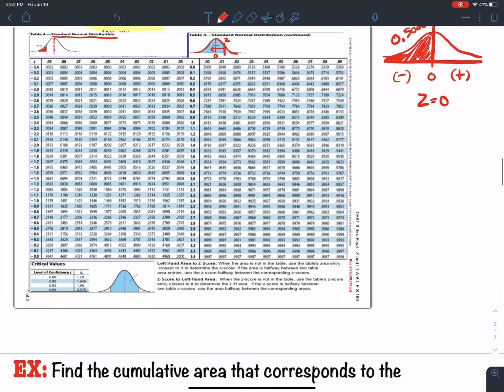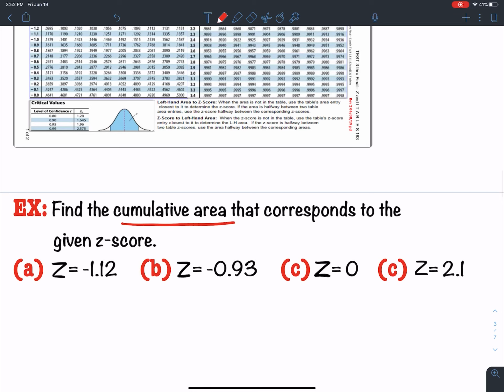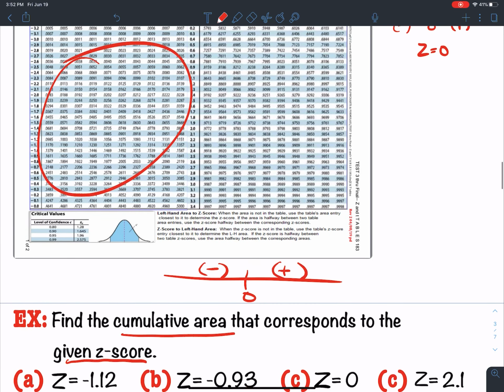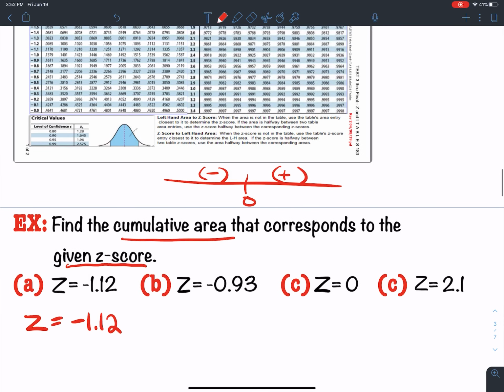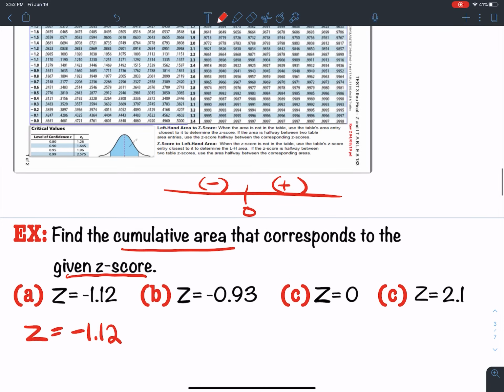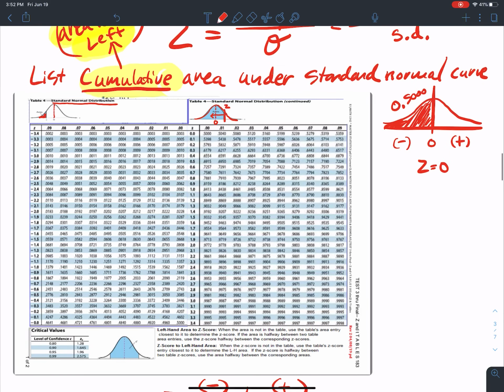So what we're going to do is we're going to find the cumulative area. We're going to practice this given the z-score. So I'm given z equals negative 1.12. Which side of 0 am I on? I'm on the left side. Negative numbers are on the left, positive numbers are on the right. So I'm on the left side of the chart. Okay? So negative 1.12. Now, how do I do negative 1.12? How am I going to do this?